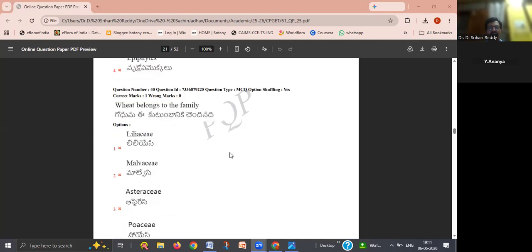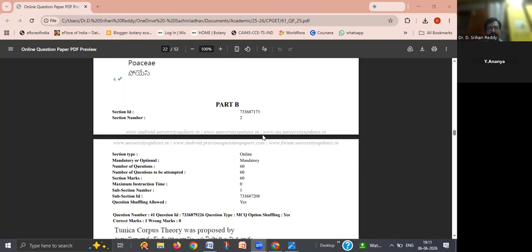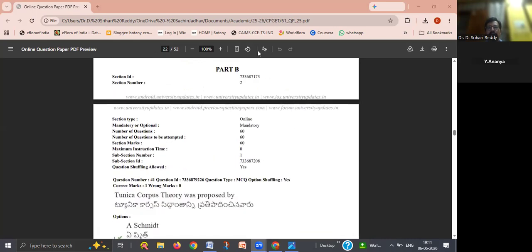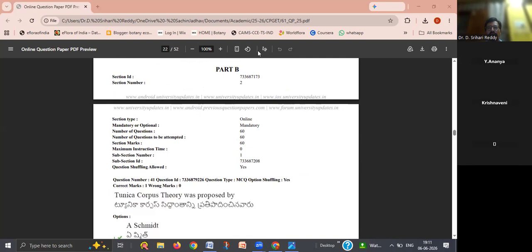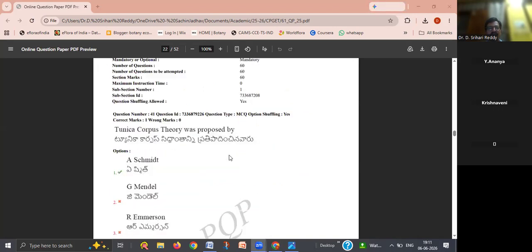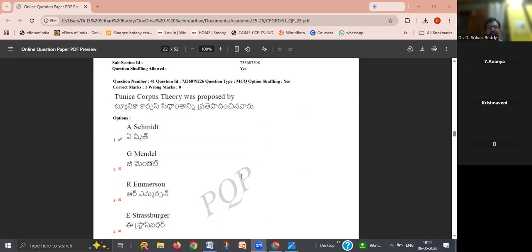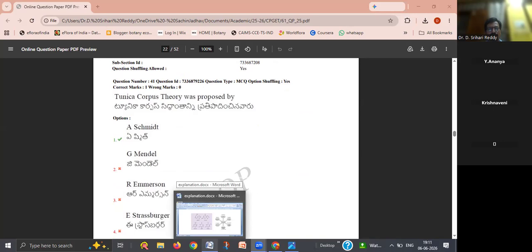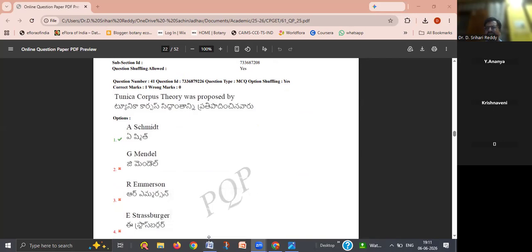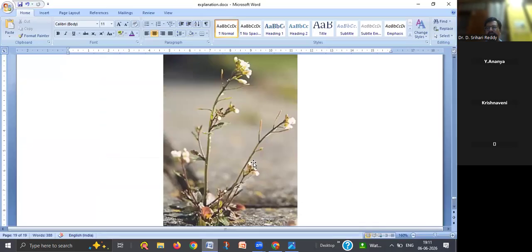And we also discussed about wheat, which belongs to the family Poaceae. And in part B, we also discussed about the tunica corpus theory. Who proposed the tunica corpus theory? So there are so many theories. I will tell you once.